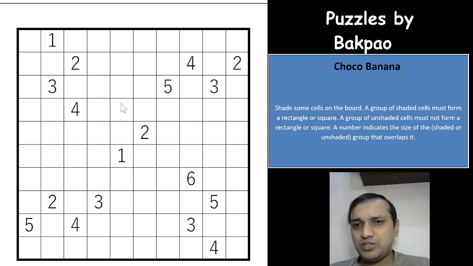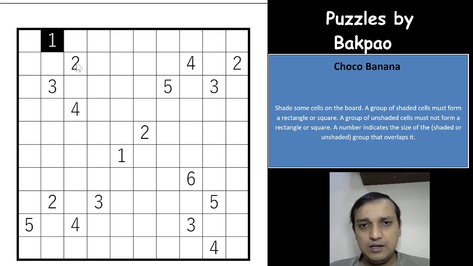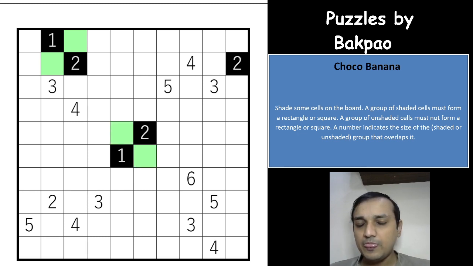One easy thing at the start for this puzzle is that 1 and 2 will always be groups of shaded cells, because whatever you do, 1 or 2 cannot be an unshaded group, as it would have to form a square or a rectangle. So these always will have to be shaded, and two groups of shaded cells cannot touch orthogonally, so all of these will have to be unshaded. This 2 and 1 is again shaded, and this is also shaded. So this 2 can go down or go towards the right. In both cases, this will always have to be unshaded. You cannot have a shaded group here.